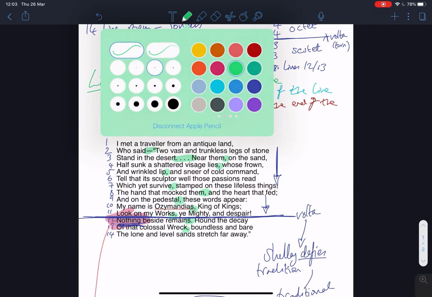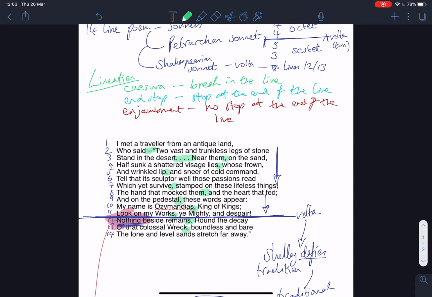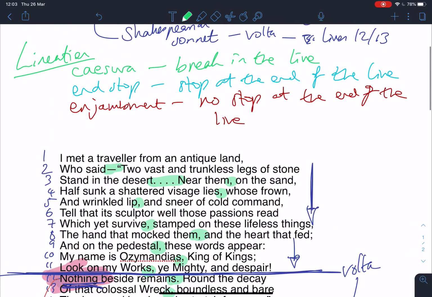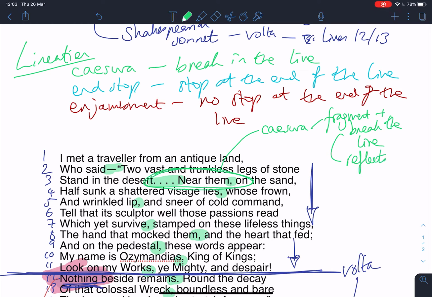And the comment that I will be making about this, because it's fine to identify, but we need to associate it with meaning, is that these are tools to fragment. So you wouldn't talk about the whole poem, you'd hone in on a quotation, so "stand in the desert, near them on the sand", and we have these two caesura. Here, the caesuras fragment and break the line. And that reflects the way the statue has crumbled and the way power structures have crumbled.